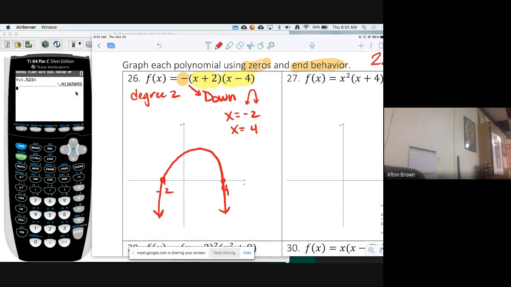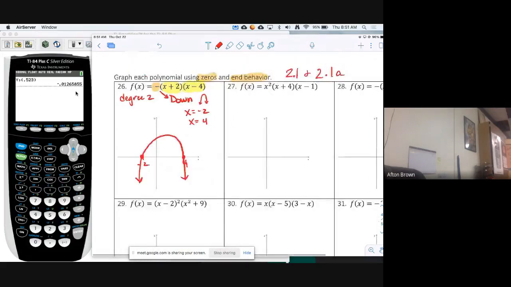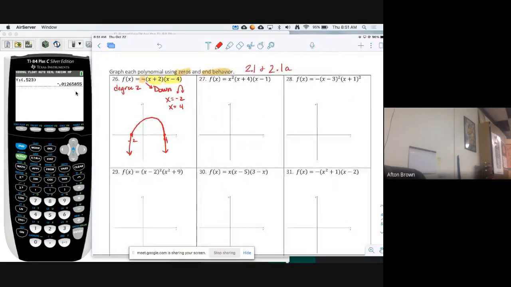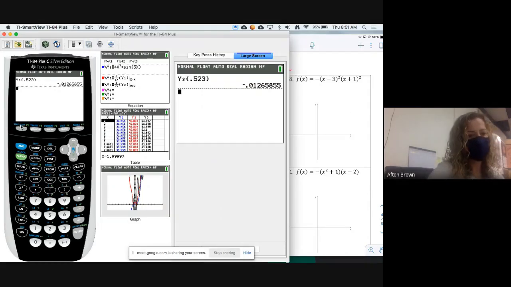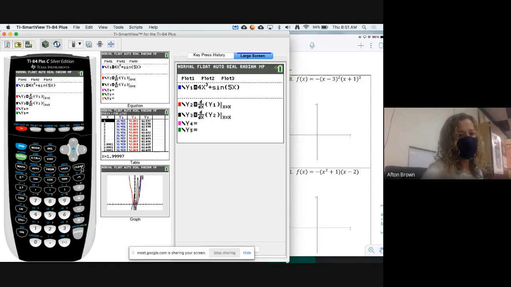Now, I want 100% on these questions. Why should nobody miss this? You can do it on your calculator. I want to remind you, type this in on your calculator right now. You're going to go into your y equals. Our y equals is up here. And then just do the parentheses.